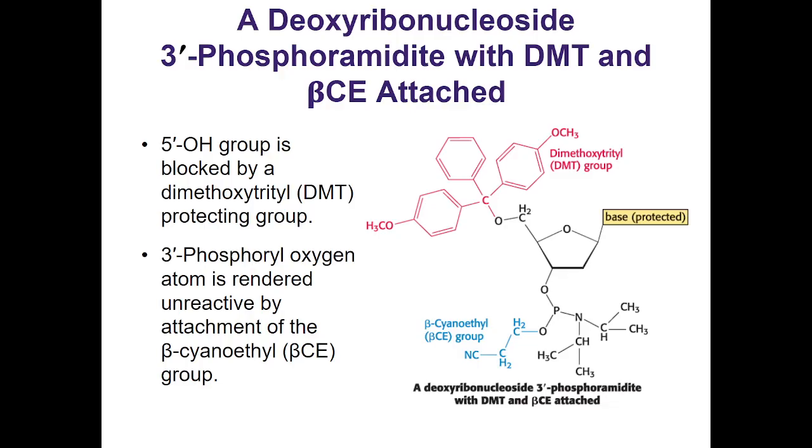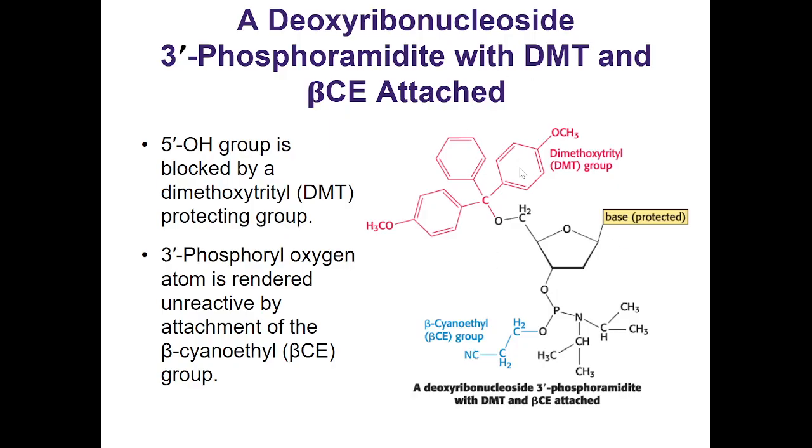So this is again a deoxyribonucleoside 3' phosphoramidite. This is with DMT and beta CE attached to it. This is the beta CE, by the way. Full name, beta cyanoethyl, and then it's a group, right? Notice the name actually says what it is. This is attached to the beta carbon, right there. This is the cyano group. Okay? That's the organic chemistry, isn't it?